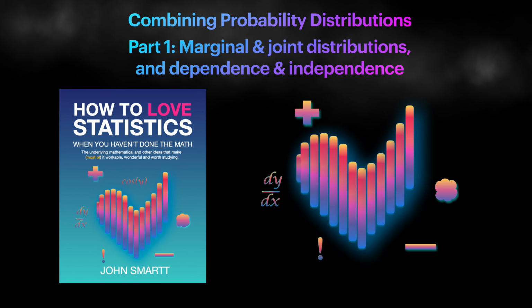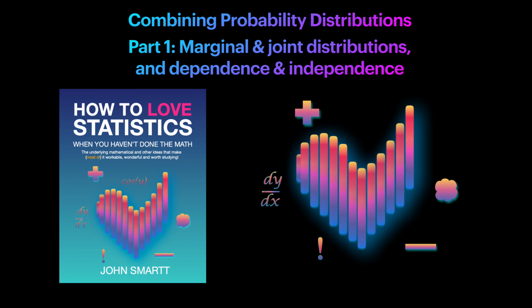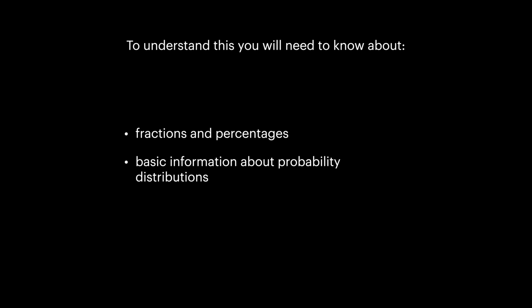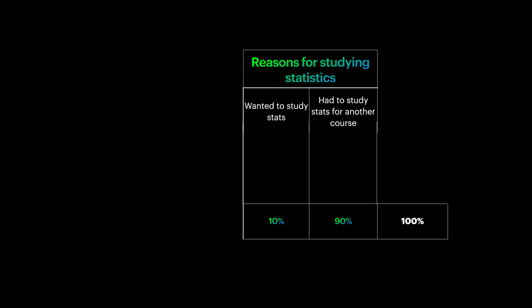Combining probability distributions, part 1. We're looking at marginal and joint distributions and dependence and independence between probability distributions. To understand this, you'll need to know about fractions and percentages, basic information about probability distributions, and that's about it.